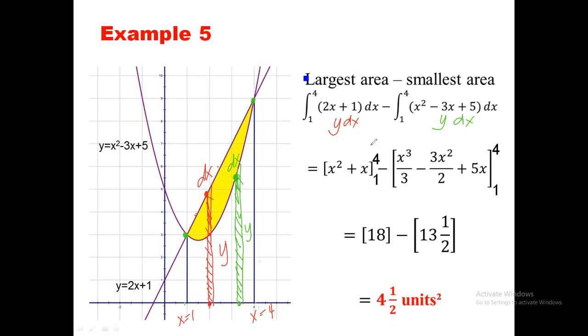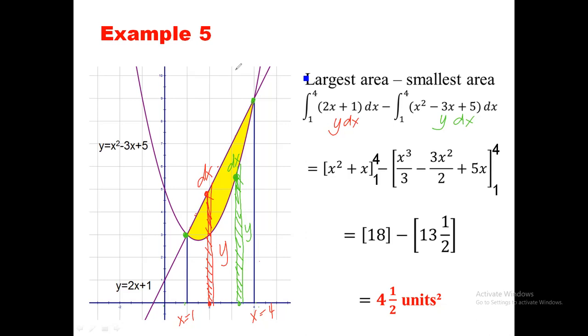The larger area minus the smaller area. Then you just do your integration, substitute the limits, and this is your answer. But there's another procedure which I will be discussing if you don't have any question in this part. Do you understand this particular solution? Okay, so I'm happy that you understand. The bigger area minus the smaller area gives you the yellow area. But there is another straightforward way of determining this area of the yellow region.